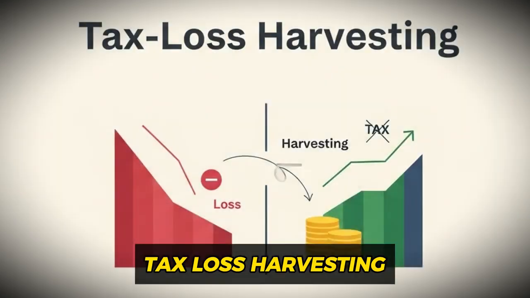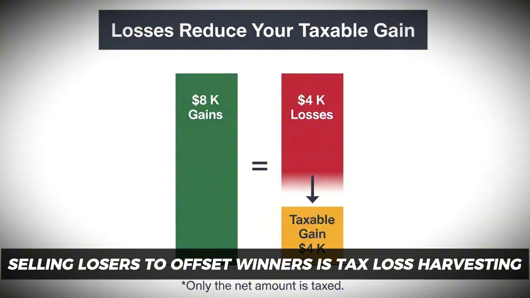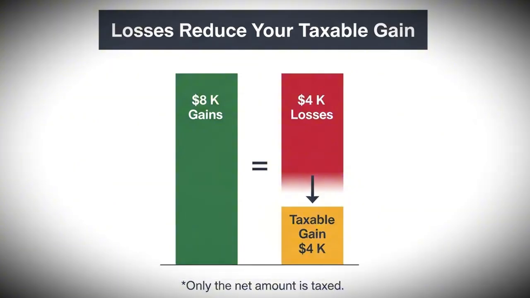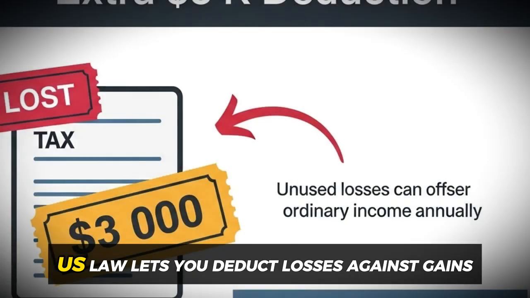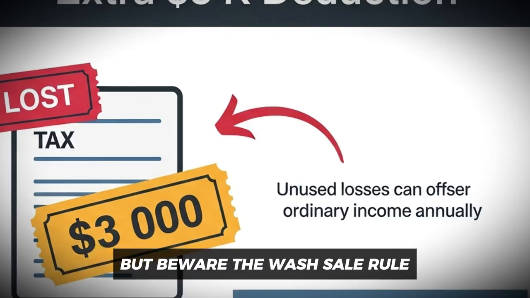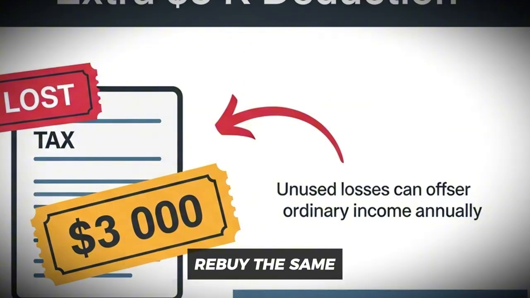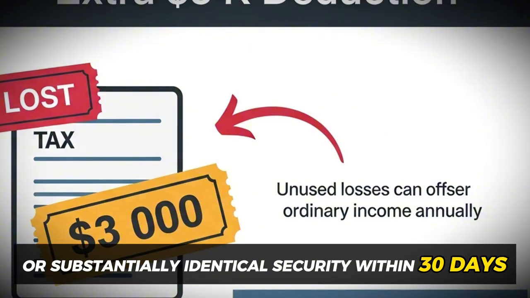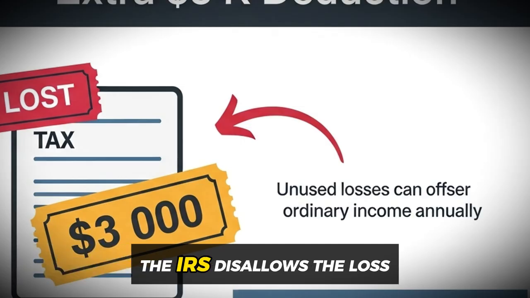Tax loss harvesting. Selling losers to offset winners is tax loss harvesting. U.S. law lets you deduct losses against gains, or up to $3,000 of ordinary income, but beware the wash sale rule. Rebuy the same or substantially identical security within 30 days, and the IRS disallows the loss.